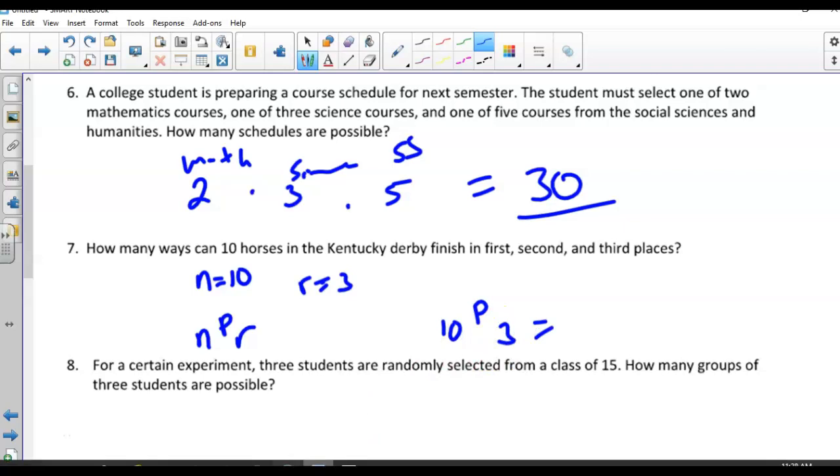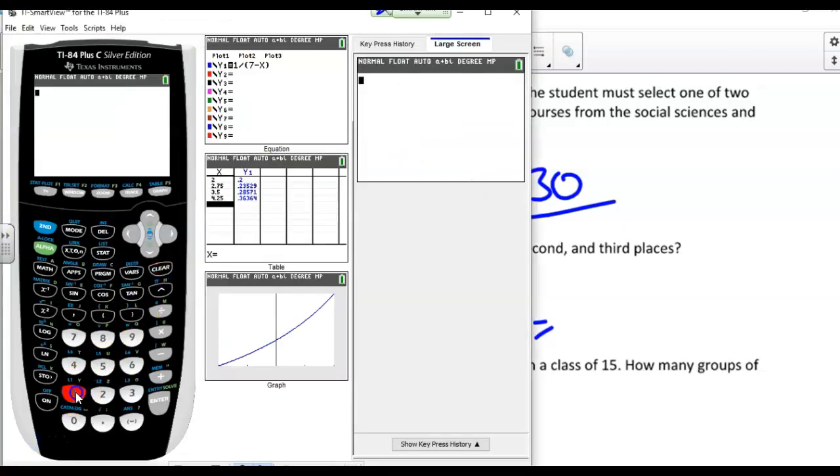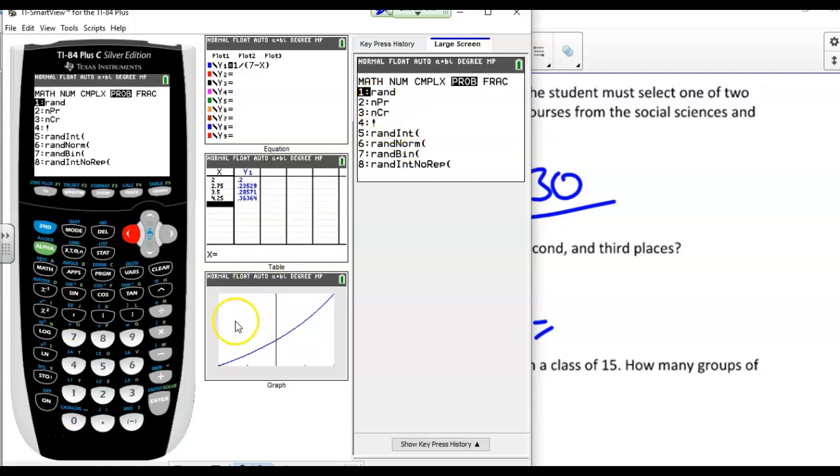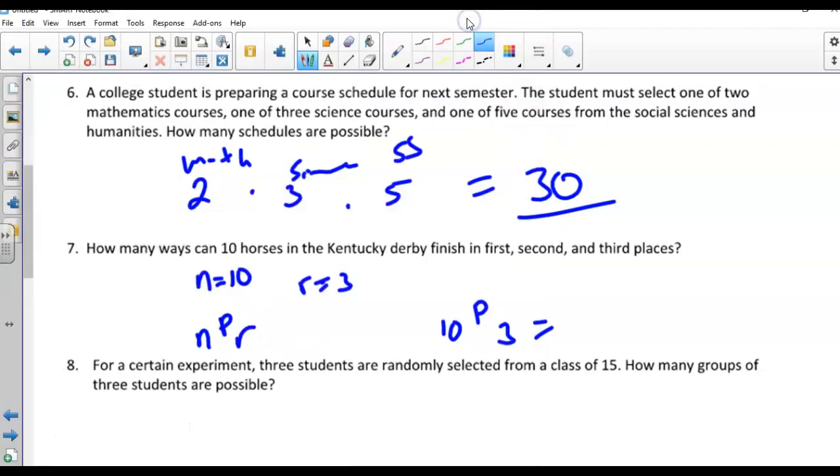We punch that in our calculator. And if you're unfamiliar on how to get to that, let me show you. All right, so here in my calculator, we got 10, math, right here, 2, NPR, 3, 720 right there, okay? 720.